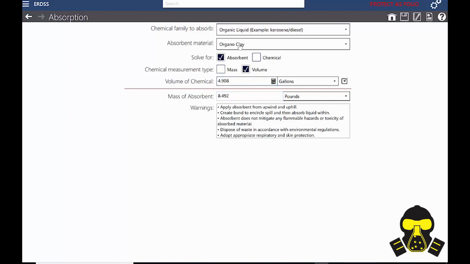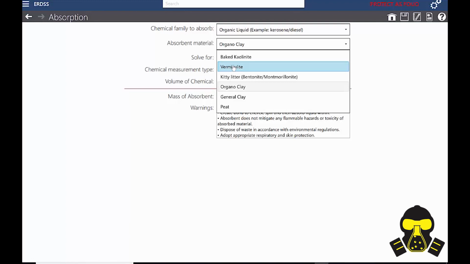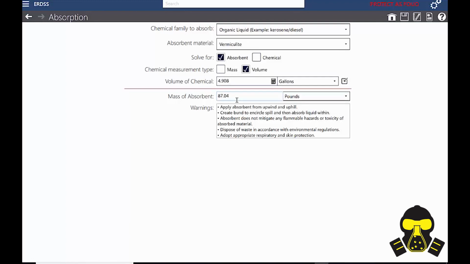But let's go all the way out to what some people still use, the vermiculites and things. 87 pounds. Wow. So it's starting to let you plan, or the other way is saying, I have so much absorbent, and let's say I have 50 pounds of vermiculite, I'm going to be able to soak up 20 pounds of kerosene or diesel. So now you can start looking at what you have in your storage, what you're carrying on the truck, and say, this is the size spill I can handle with this. Mutual aid, call back, storage, whatever your plans are.